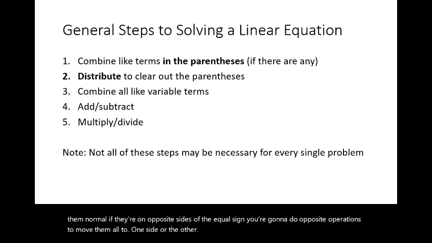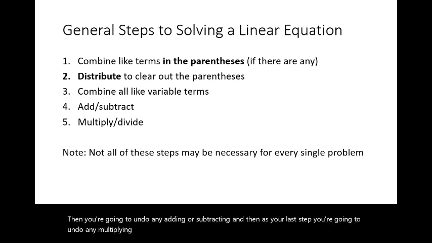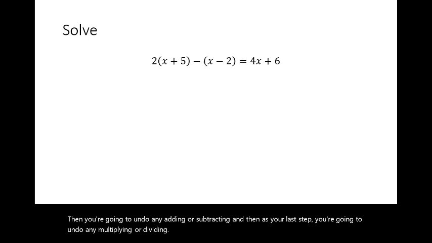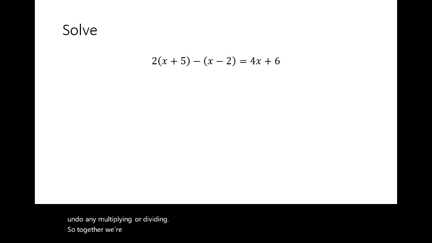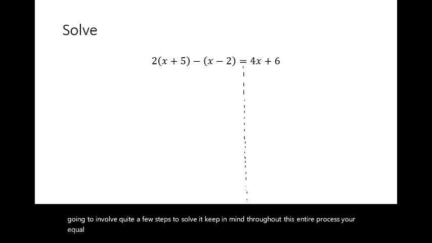Then you're going to undo any adding or subtracting. And then as your last step, you're going to undo any multiplying or dividing. So together, we're going to solve this equation. This is a much more complicated equation, so it's going to involve quite a few steps to solve it. Keep in mind, throughout this entire process, your equal sign should never move.